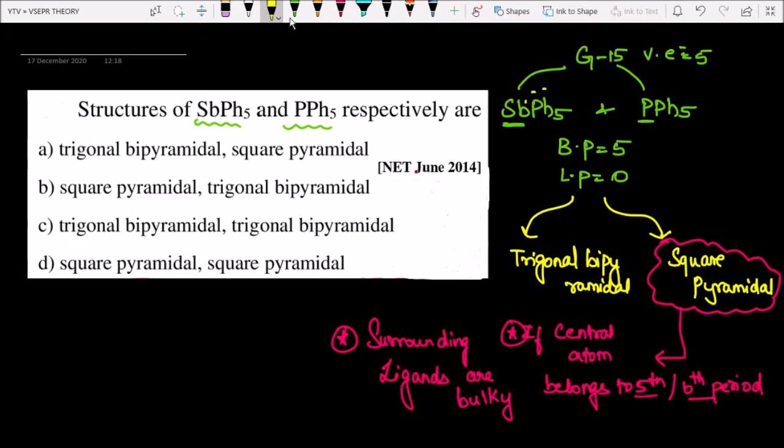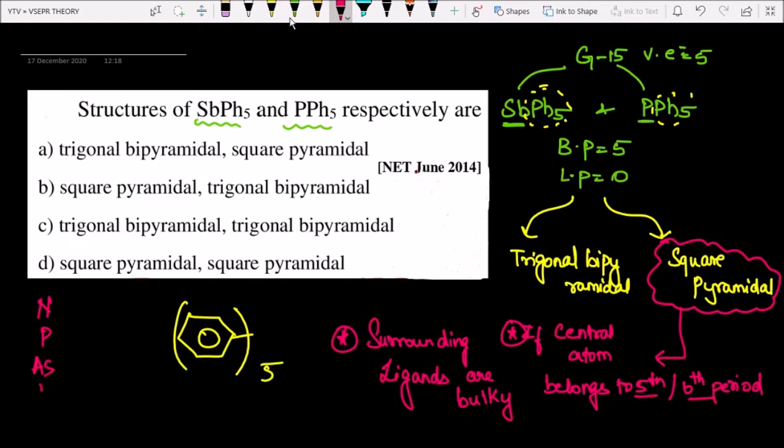See, in both the cases, what is the surrounding ligand? The surrounding ligand is phenyl, right? Five phenyl rings are attached. Phenyl is this, so there are 5 phenyl rings attached, and the surrounding ligands are quite bulky. Now just check the central atom. If you consider group 15, it is nitrogen, phosphorus, arsenic, antimony and bismuth, so periods 2, 3, 4, 5 and 6.